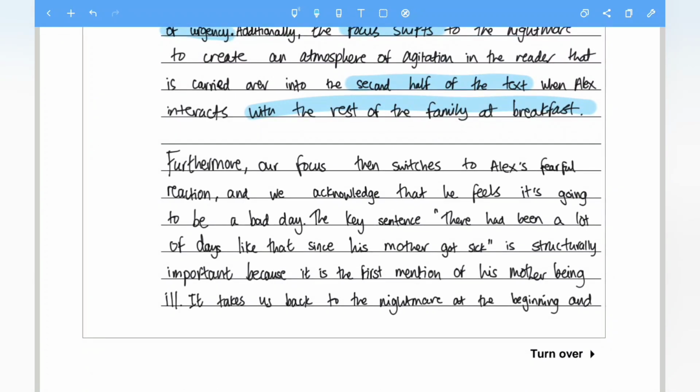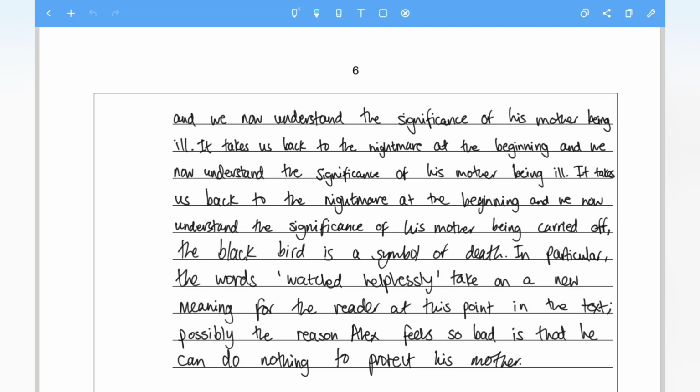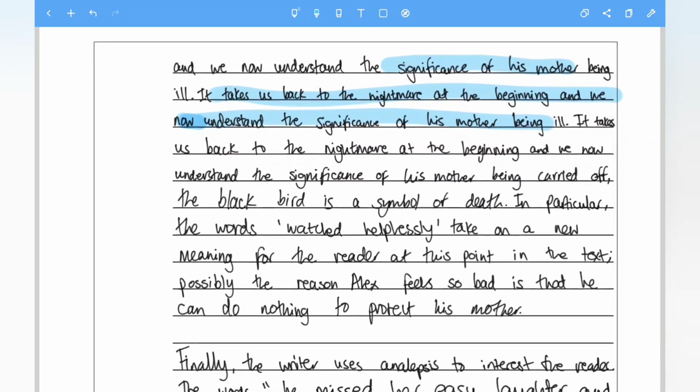Furthermore, our focus then switches to Alex's fearful reaction, and we acknowledge that he feels it's going to be a bad day. The key sentence, "There had been a lot of days like that since his mother got sick," is structurally important because it is the first mention of his mother being ill. It takes us back to the nightmare at the beginning, and we now understand the significance of his mother being ill. So I think here I've just repeated myself. So ignore that.